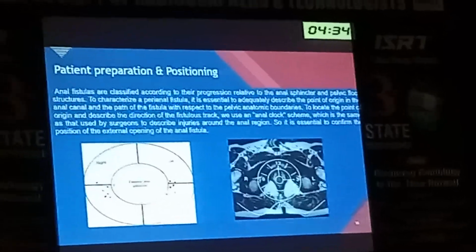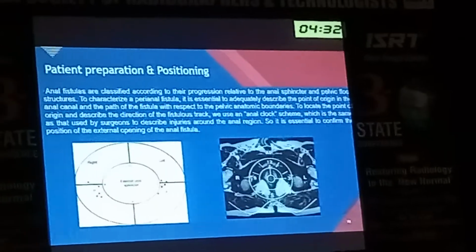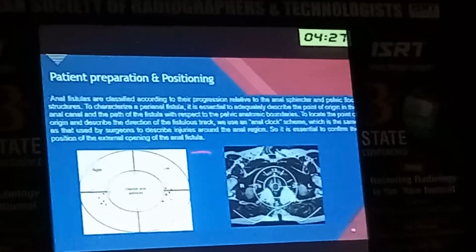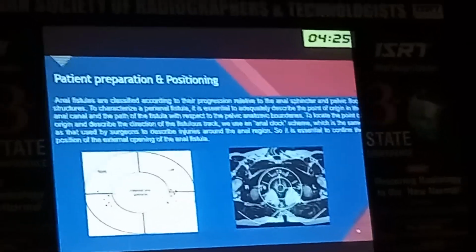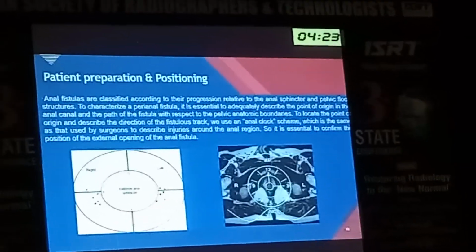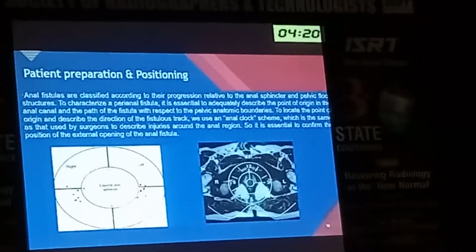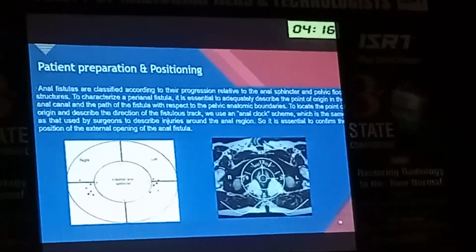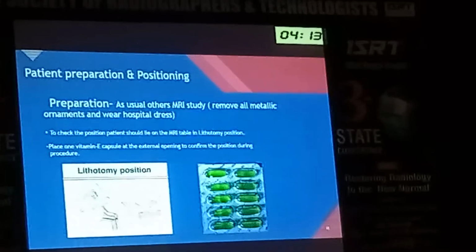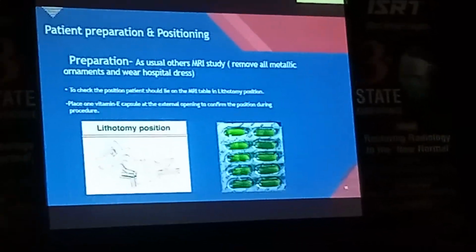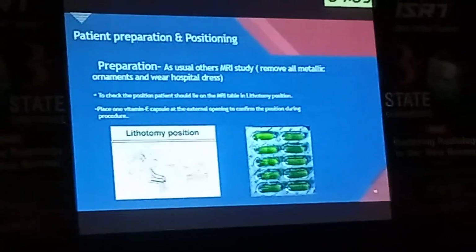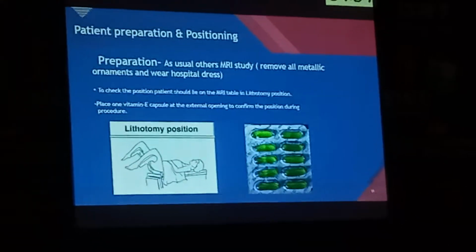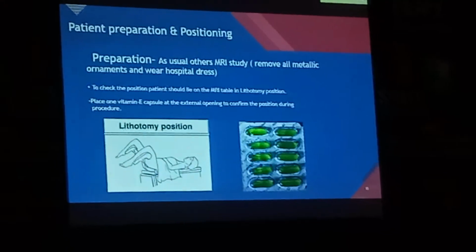So there is a methodology, the clock sign. If you imagine the rectum as a wall clock, then 12 o'clock is the anterior portion, the lower portion is 6 o'clock, and then 3 o'clock and 9 o'clock. To detect that, the requirement is that you have to position the patient on the MRI table in lithotomy position. Otherwise, you will diagnose the clock position wrongly.